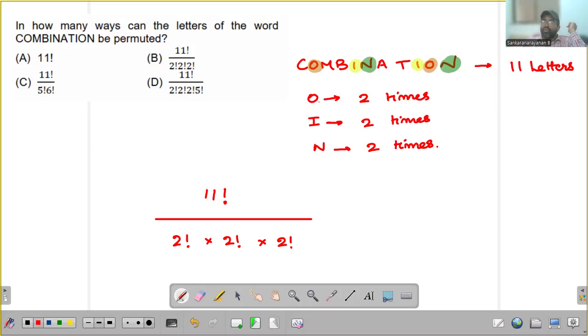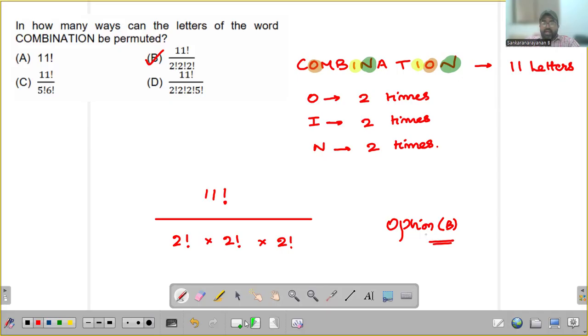So altogether, my final answer will be 11 factorial upon 2 factorial into 2 factorial into 2 factorial. Looking at the answer choices, option B reads 11 factorial by 2 factorial, 2 factorial, 2 factorial. That is going to be my choice. Option B is my final answer.